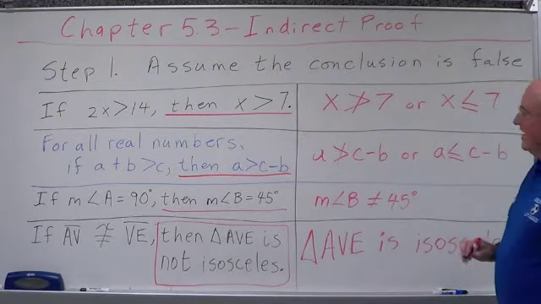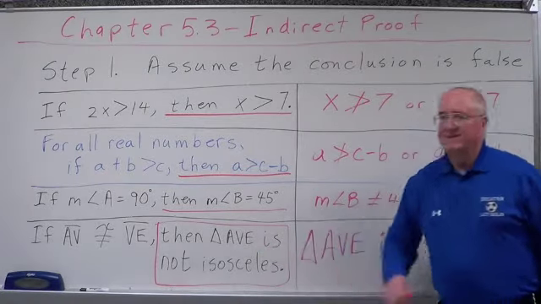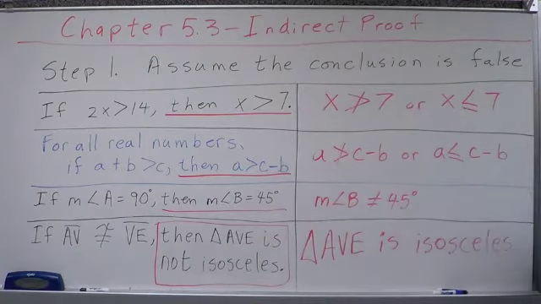Okay? That's how we would negate this conclusion. Those are samples of how you would set up step one. Assume the conclusion is false. That is how we set it up. If you can't set this up, it's sort of hard to use, so it's important that you know how to set this up. Some examples of how to set up an indirect proof.